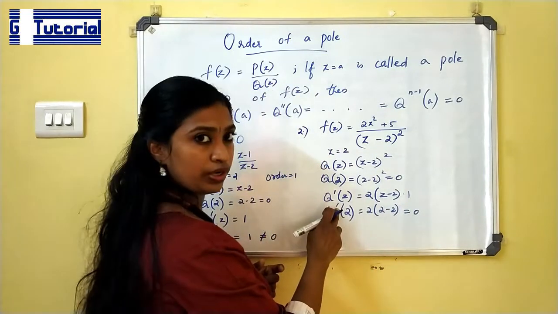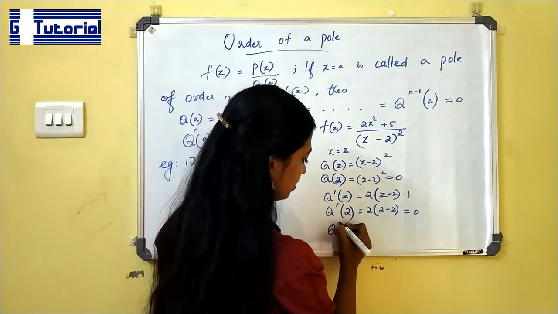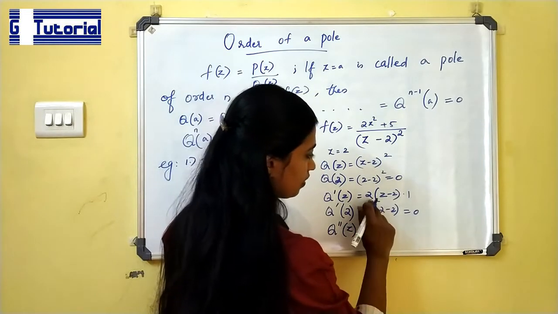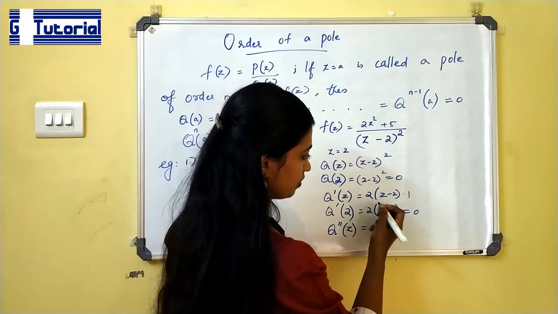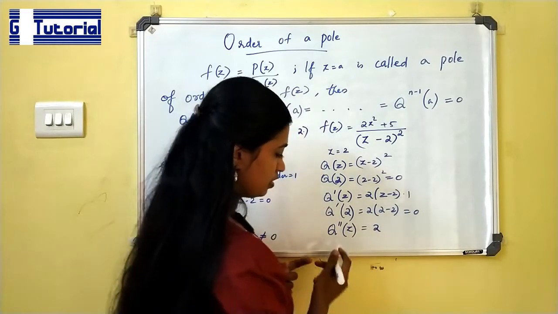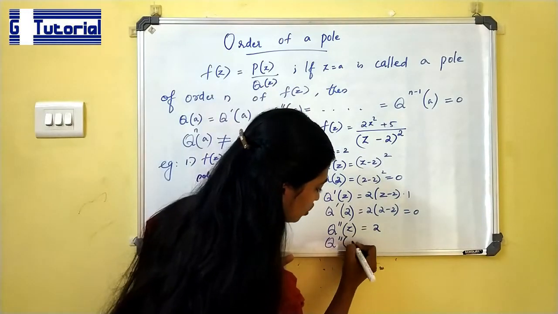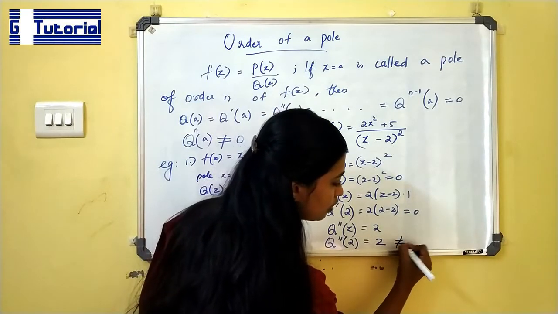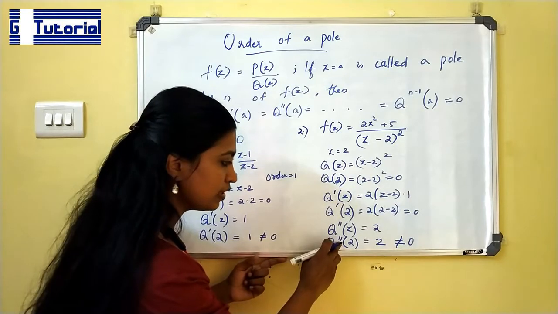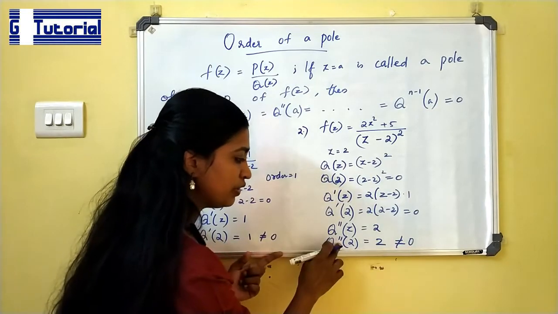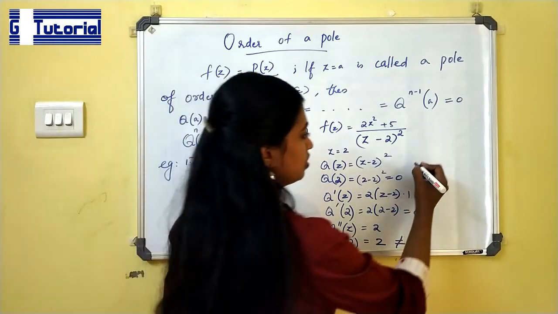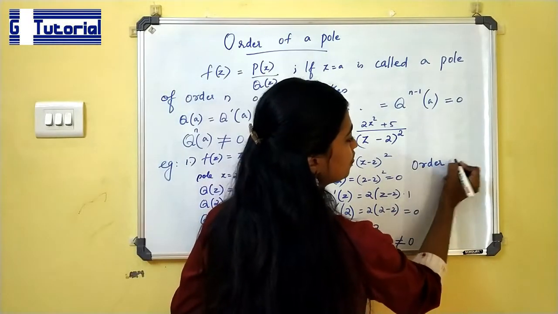So the order is not 1. So we have to find the second derivative, q double dash of z, that is the derivative of this, which is 2. And the value of q double dash of 2 is also equal to 2, which is not equal to 0. So the order is given by the derivative that does not tend to 0, that is the second derivative. So the order is 2.